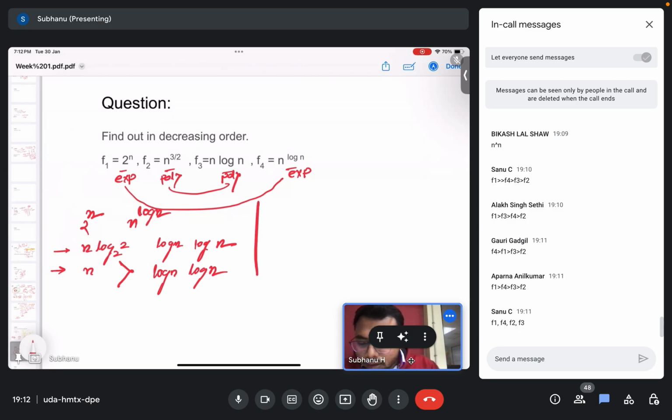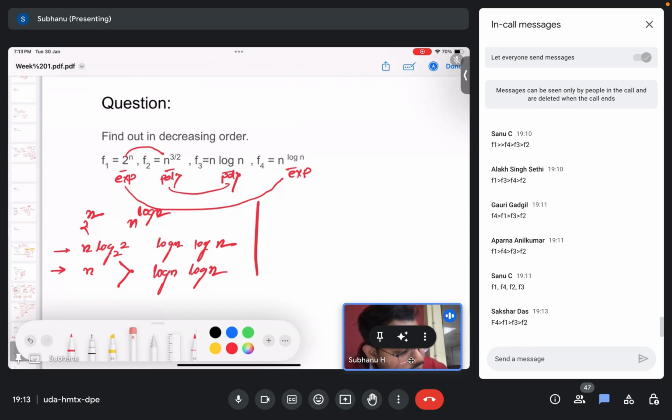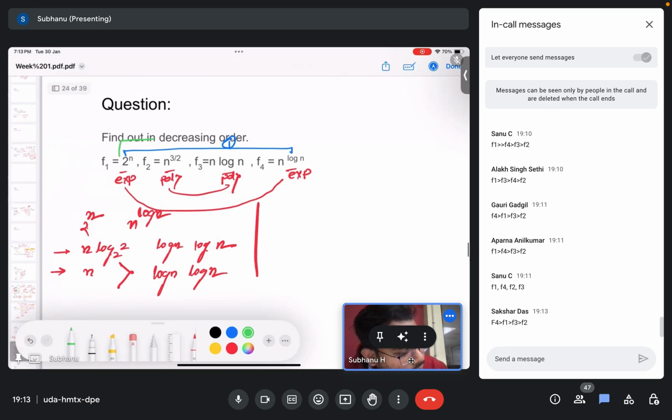Fine. Then I am sure that 2 to the power n is greater between 2 to the power n and n to the power log n. Then I will check 2 to the power n and n to the power 3 by 2. Let us keep track of this. First I am checking this one. Second I will be checking this.